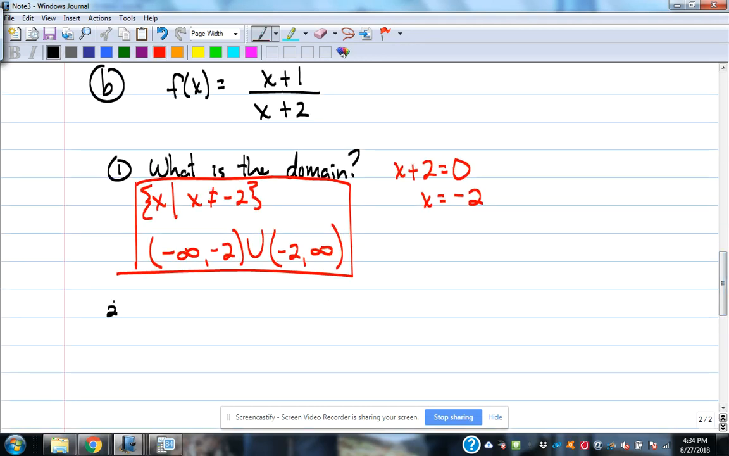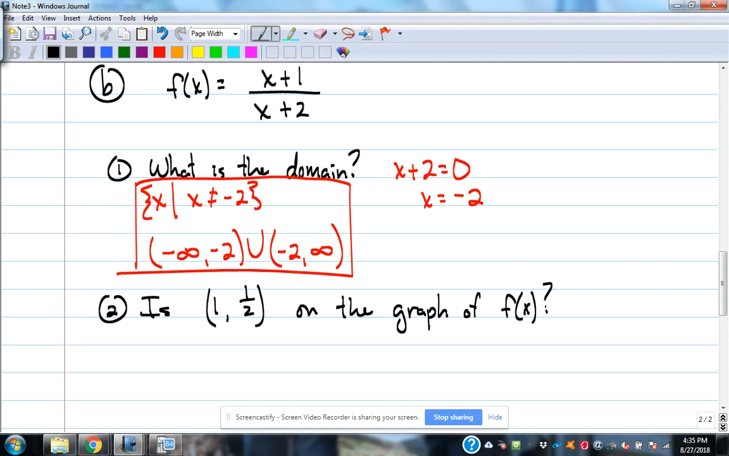The next question is: is (1, 1/2) on the graph of f of x? What? We don't have a graph. How can I tell if that point's on the graph if I don't have a graph? What does the 1 represent, and the 1/2? If x is 1, then y should be 1/2 if it's on the graph, right?